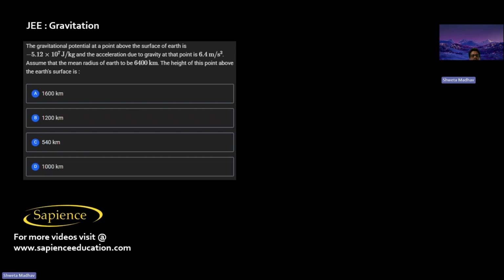Then here it is told the gravitational potential at a point above the surface of Earth is minus 5.12 into 10 power 7 joule per kg, and the acceleration due to gravity at that point is 6.4 meter per second square. So this value is minus GM by r equal to this. Assume the mean radius of the Earth to be 6,400 kilometers. The height of the point from the Earth's surface is what we have to find out.